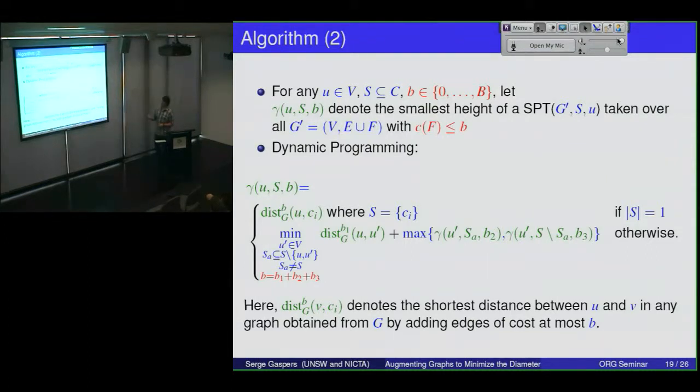And I compute this gamma with a dynamic programming procedure. If we just want to reach one node, then we can just use our all pairs shortest path preprocessing to just answer the question. Otherwise, by dist, I describe these oracle calls that return the distance between V and CI in any augmentation of the graph where we add edges of cost at most B.